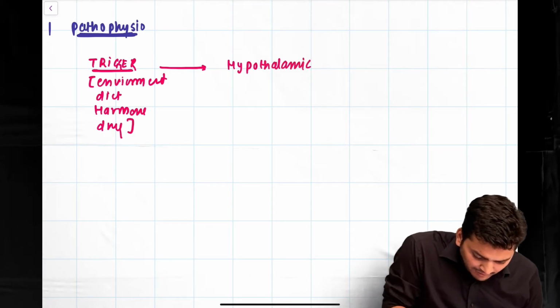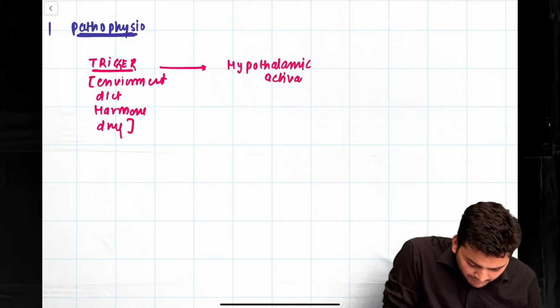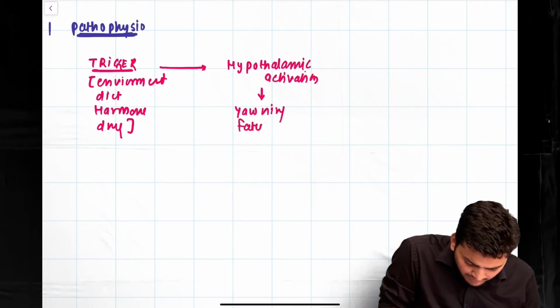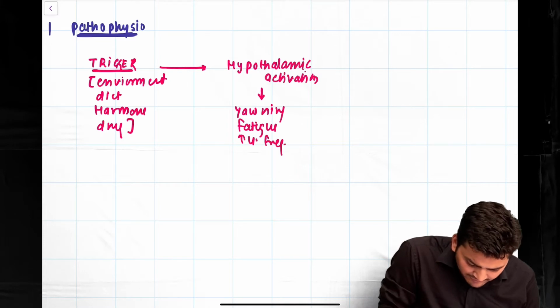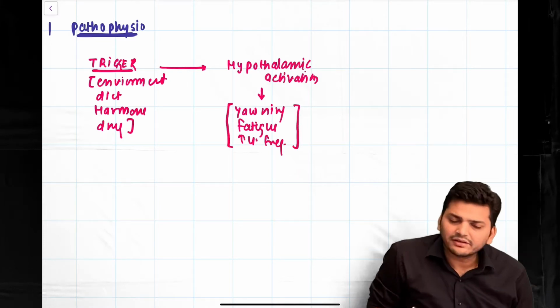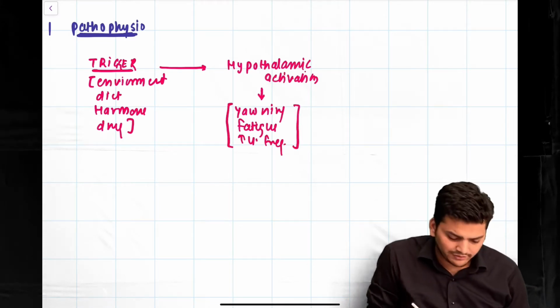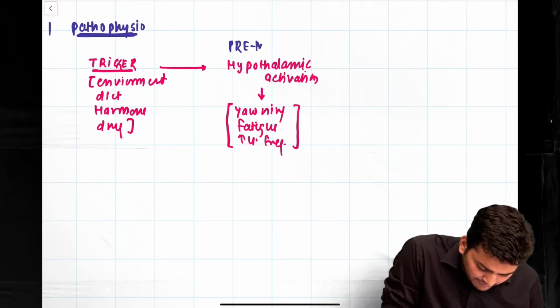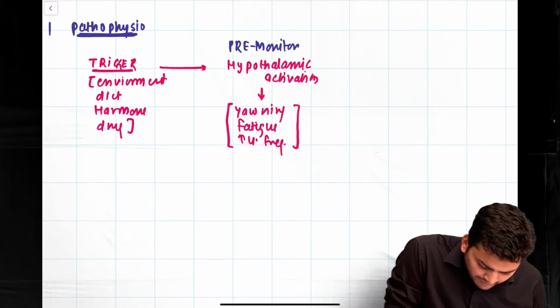Because of this hypothalamic activation, the patient is going to have some symptoms in the form of yawning, fatigue, increased urinary frequency. These are the vague symptoms that occur because of hypothalamic activation, and this is called the premonitory phase.